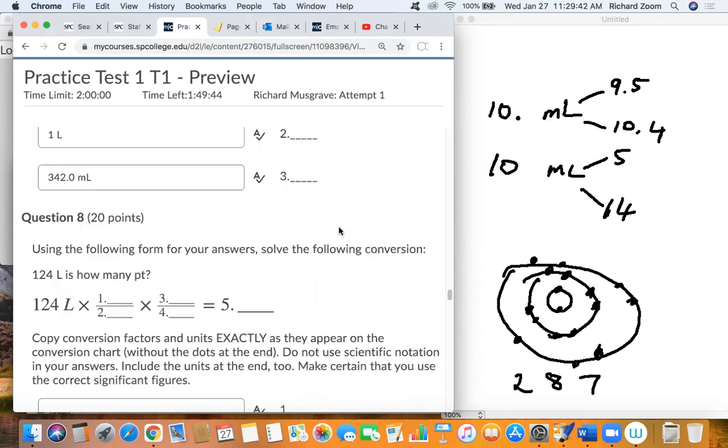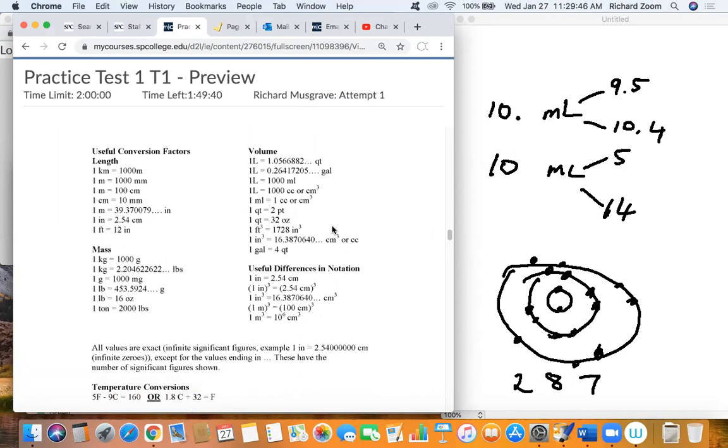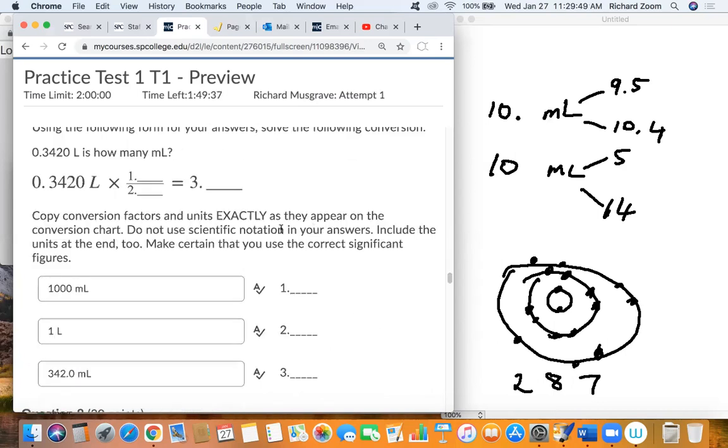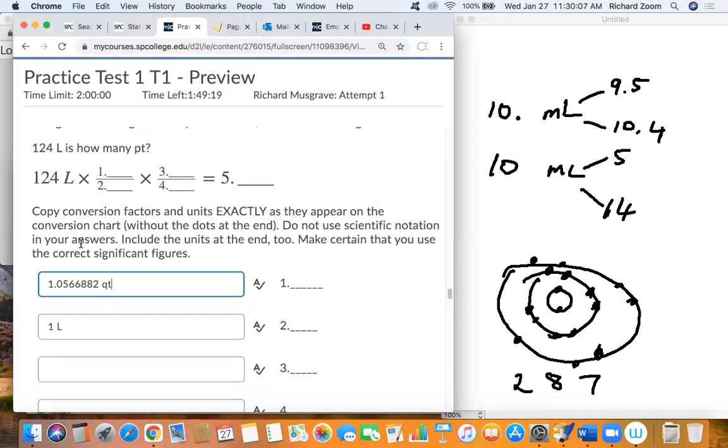And I think it's, let's go back up to it again and make sure I get this right. Now 1 liter goes on the bottom. And 1.0566882 quarts is what goes in slot 1. Does anybody have any questions?